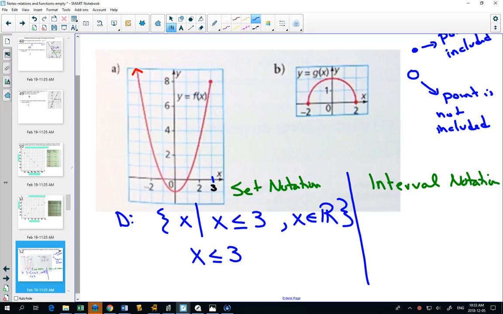Remember, we talked about this one having no smallest value because it keeps on going forever to the left. So the way that we show that in interval notation is we say we start at negative infinity. And then what's our biggest value? Our biggest value along x was positive 3.